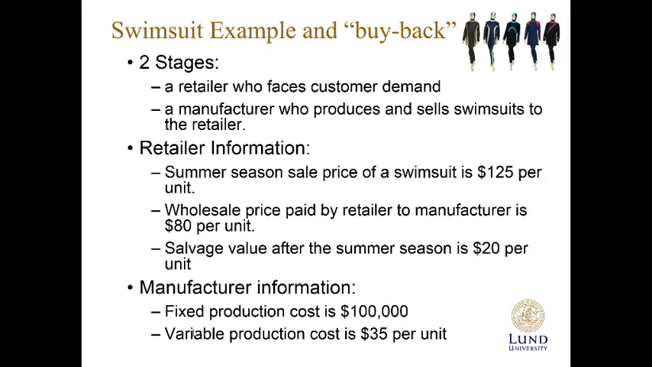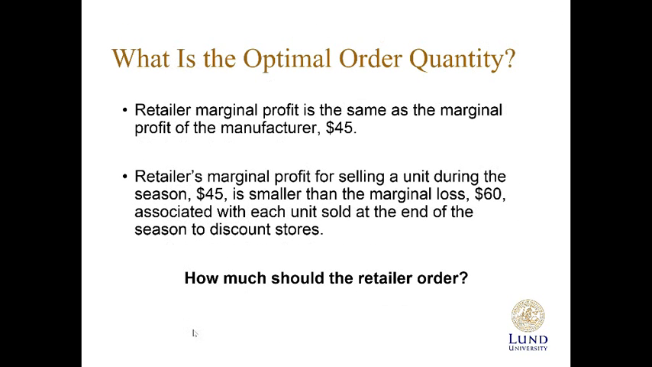We're still dealing with the swimsuit which is sold at regular price, $125 per unit, and the wholesale price paid by the retailer is still $80 per unit, and we have a salvage value of $20 for any unsold swimsuit. Now, the manufacturer, let's assume they have a fixed production cost of $100,000 and a variable production cost of $35 per unit. So now the retailer's marginal profit is the same as the marginal profit of the manufacturer. They both have 45 as a margin because the swimsuit is sold at 125 but costs the retailer 80.